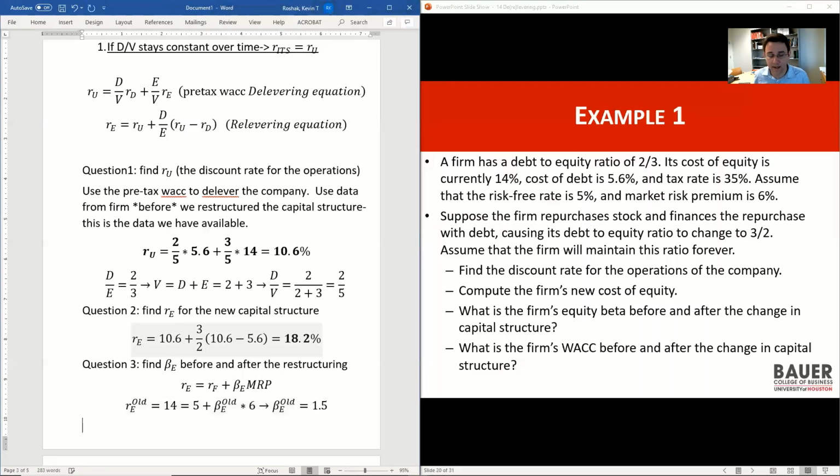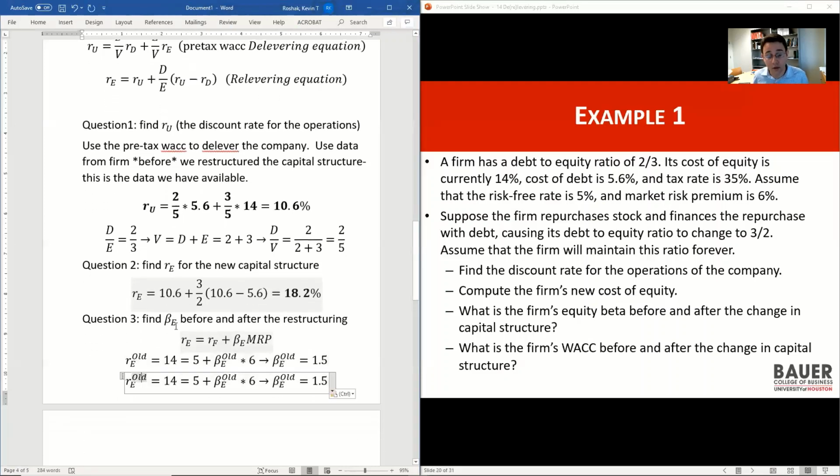And we can do the same exact thing for the new equity, right? Once we restructure the company, we know that the equity gets riskier. When we take on new debt, the equity gets riskier, so the beta is going to change. What is the new discount rate on the equity? Well, we solved that in part 2. We relevered to the new capital structure to get 18.2 instead of the 14. So now we have 18.2 is equal to 5 plus the beta times 6.